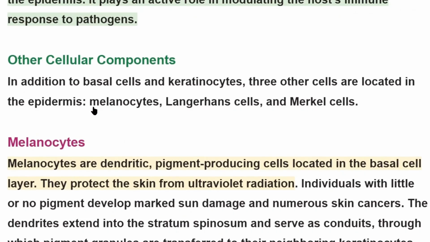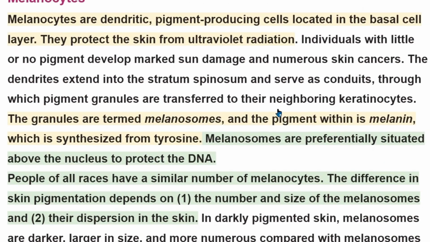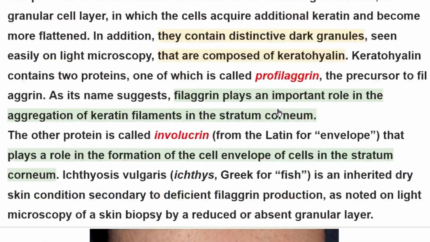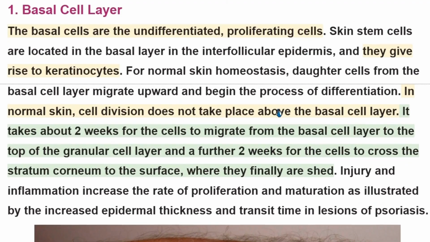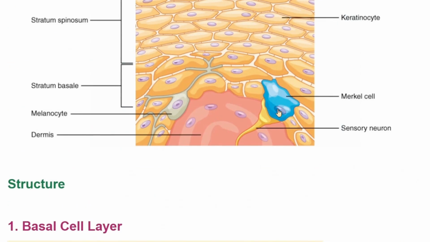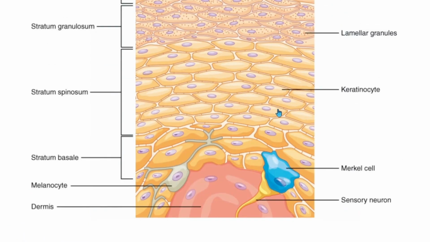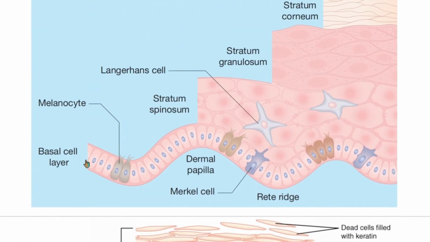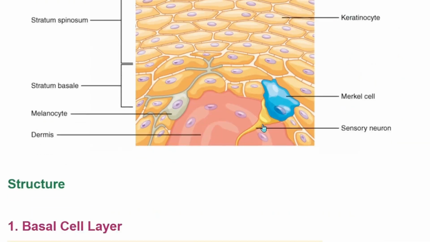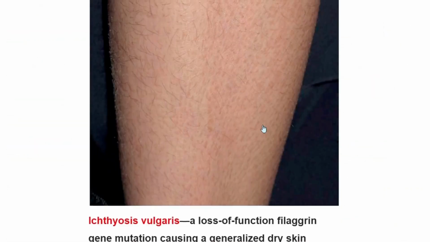Other cellular components: in addition to basal cells and keratinocytes, three other cells are located in the epidermis: melanocytes, Langerhans cells, and Merkel cells. We have melanocytes in stratum basalis, we have Merkel cells in stratum basalis, and Langerhans cells in stratum spinosum. Okay.